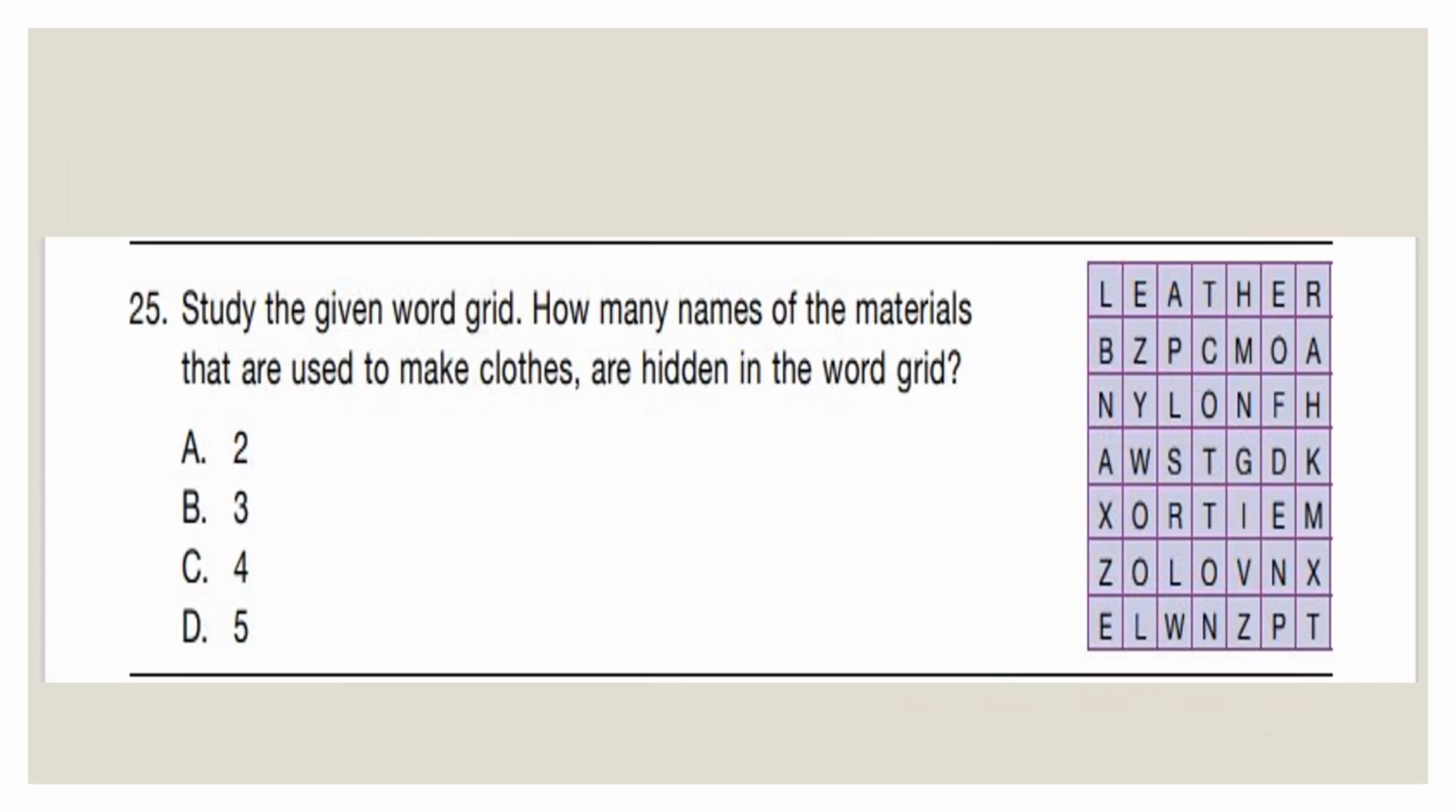Question number 25. Study the given word grid. How many names of the materials that are used to make clothes are hidden in the word grid? In this word grid, leather, nylon, cotton, and wool are hidden. Those are materials to make clothes. So our answer is 4. Option C, 4.